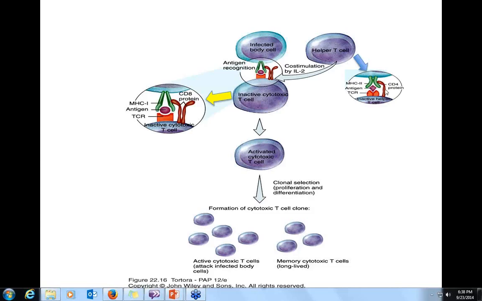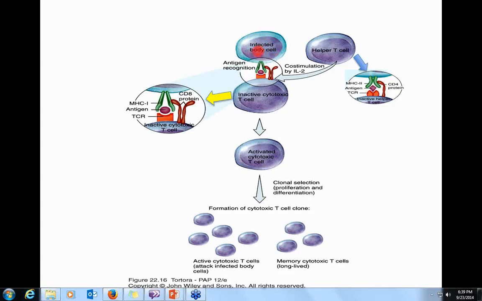So here, let me get my highlighter out, or spotlight. Here is your inactive cytotoxic T cell. We're going to follow the yellow arrow. On that T cell, in orange, is the receptor for an antigen and the CD8 protein. This signifies that this is a cytotoxic T cell. Okay, and if we go back up here, we have the infected body cell.